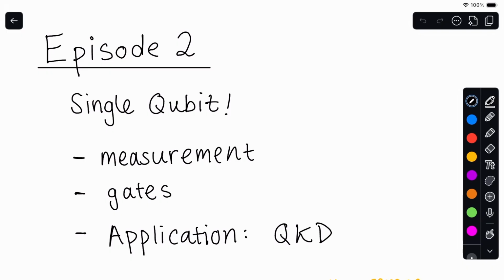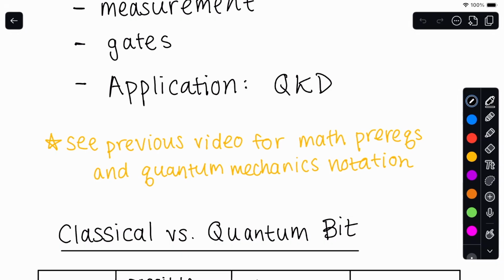Today, we're going to be talking about single qubits. We'll start off by talking about measurement, then we're going to talk about single-qubit gates, and finally we'll talk about a use case where you can take advantage of a single qubit, which is quantum key distribution. Last week we talked about math prerequisites and quantum mechanics notation for the course, so if you need to catch up, feel free to look back at that previous video.